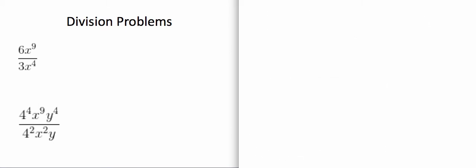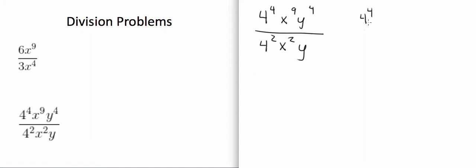Okay, so now let's take a look at this next example. We have 4 to the fourth, x to the ninth, y to the fourth, and then we have 4 squared, x squared, y. In this case, we have 4 to the fourth and 4 squared. Because these bases are the same, the 4's are the same, we're going to leave that 4. We're going to subtract 4 and 2, which is going to leave us with 4 squared.